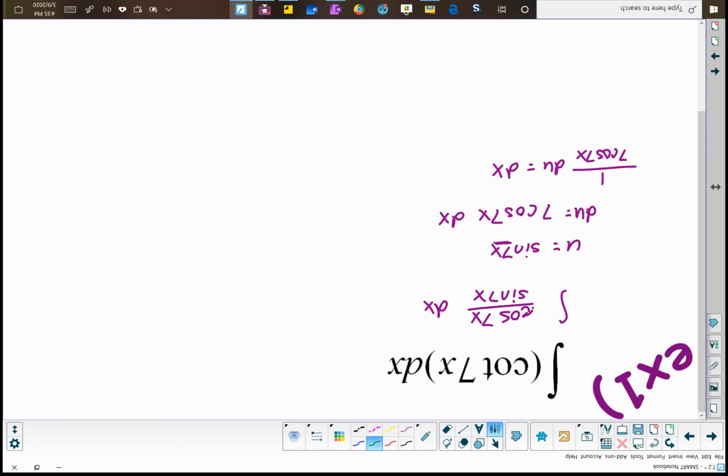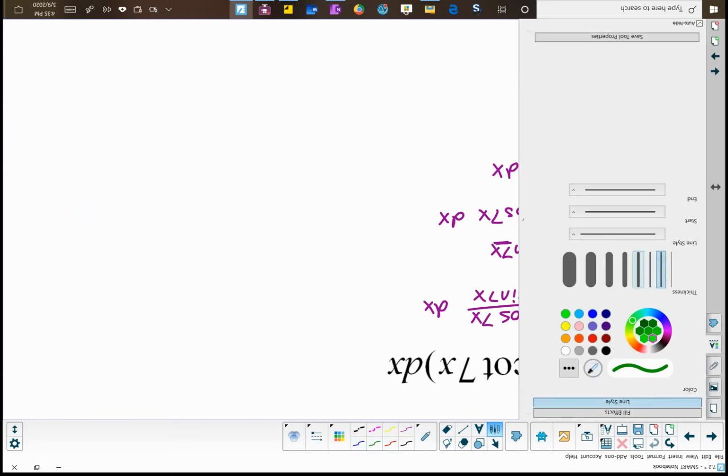Actually, let me make my pen a little thinner. I think that works a little better. Okay.